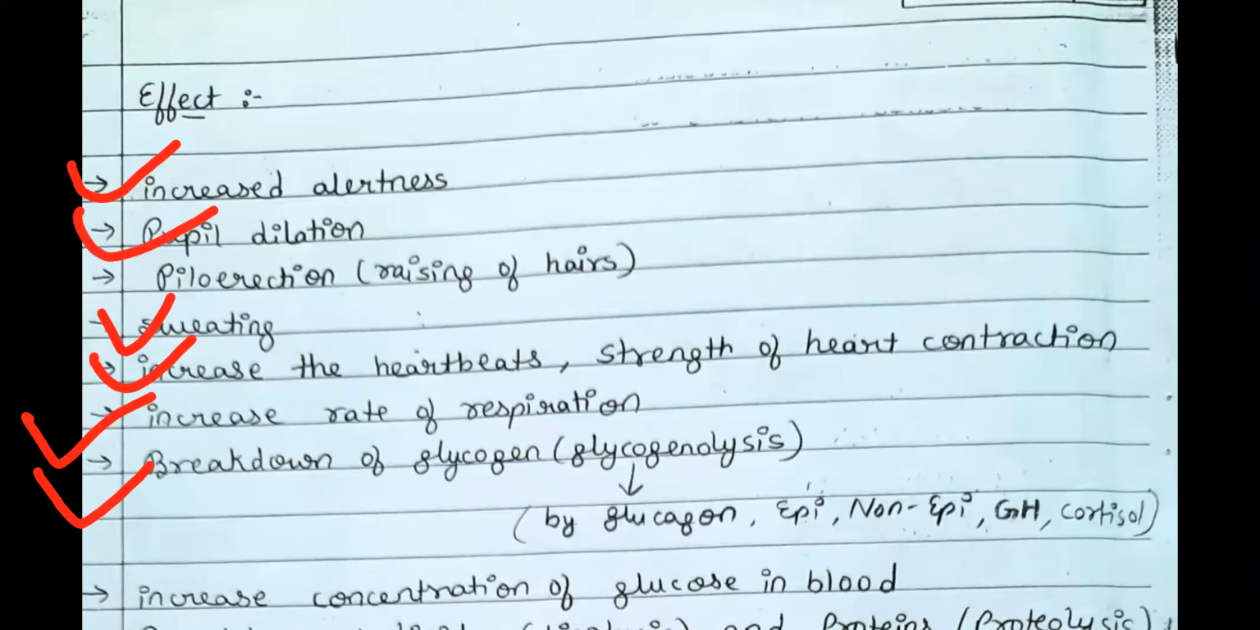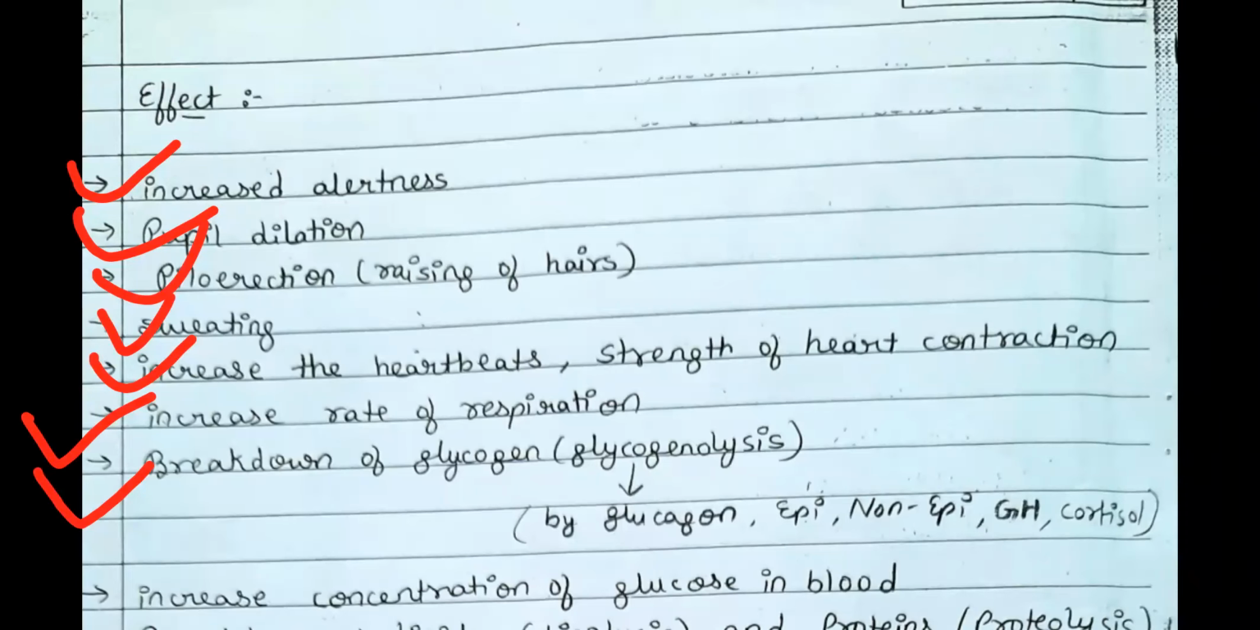फिर प्यूपिल डायलेशन, आपकी जो आईज का प्यूपिल होता है वो डायलेट हो जाता है. इससे क्या होता है, योर विजुअल फील्ड रेंज इंक्रीजेस, यू रिसीव मोर लाइट. तो ये इंक्रीज्ड रिसेप्टिविटी ऑफ लाइट के लिए प्यूपिल डायलेशन होता है. पिलोरेक्शन होता है, रेजिंग ऑफ हेयर्स, गूज़बम्प्स बोलते हैं ना, ऐसा हो जाता है कंडीशन. तो ये सब नॉर्मल कंडीशन नहीं है.